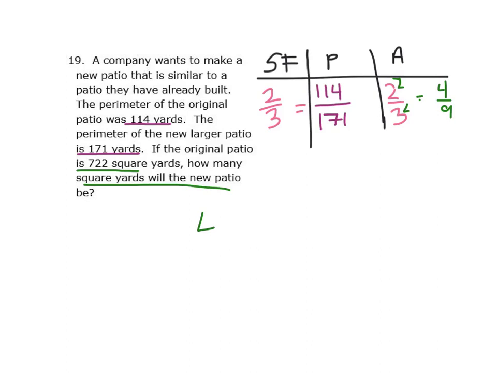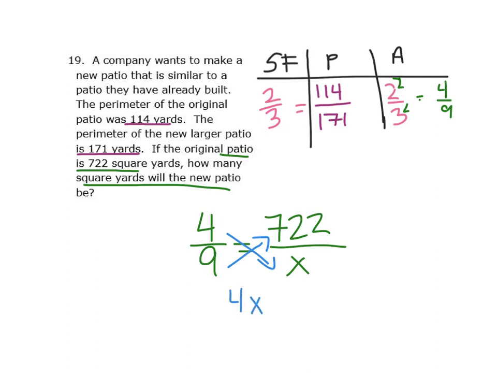So we have 4/9. We set it equal, okay, so it's the original, so that 722 is going to go in the numerator, and we're looking for the area of the new. So you cross multiply, we get 4x equals 6,498, which means x has a value of 1,624.5 yards squared.